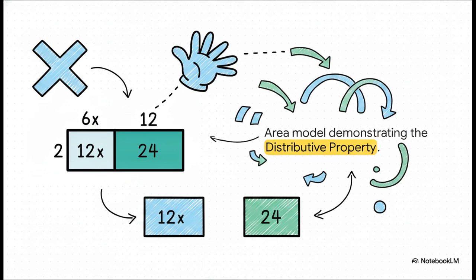So 2 times 6x gives us the blue area of 12x, and 2 times 12 gives us the green area of 24. It visually proves that 2 times the group of 6x plus 12 is exactly equivalent to 12x plus 24. It is such a fantastic visual shortcut.